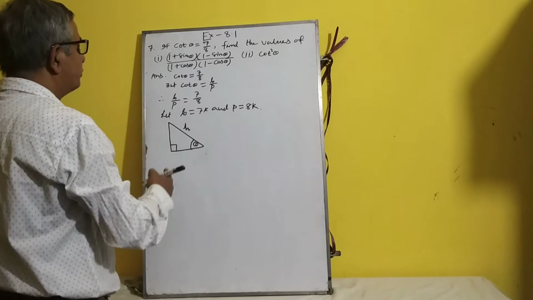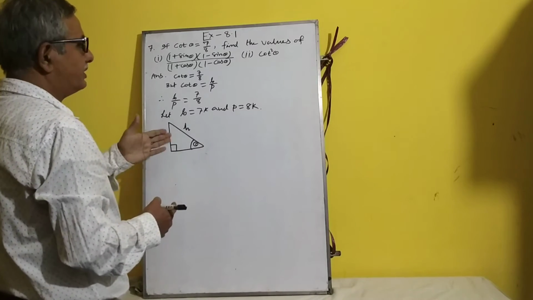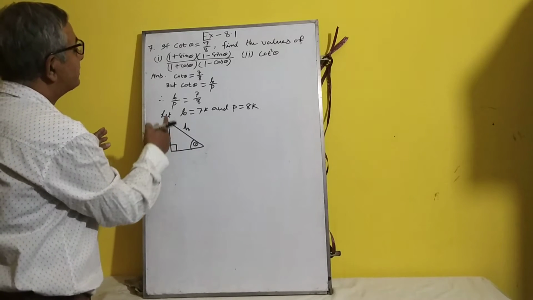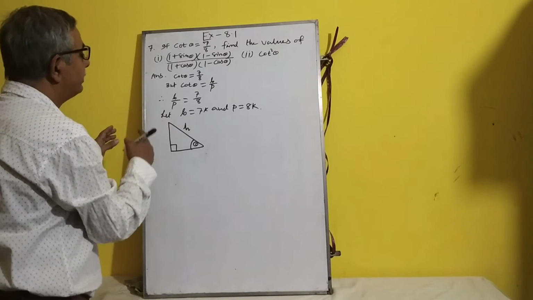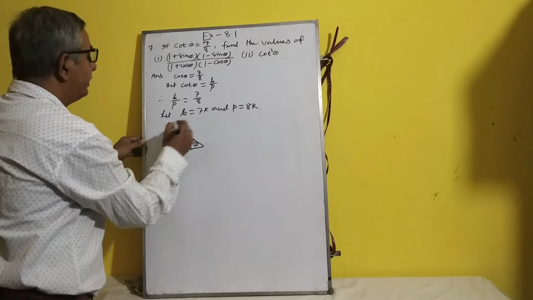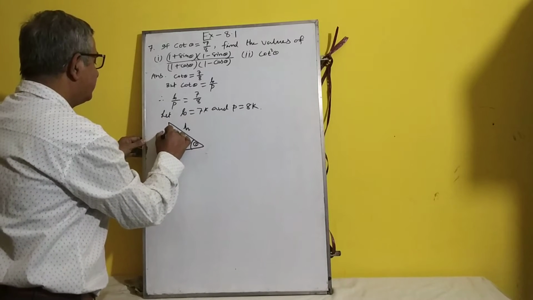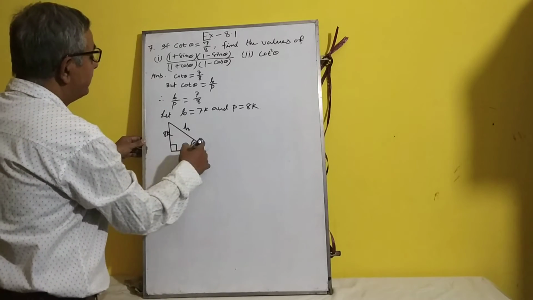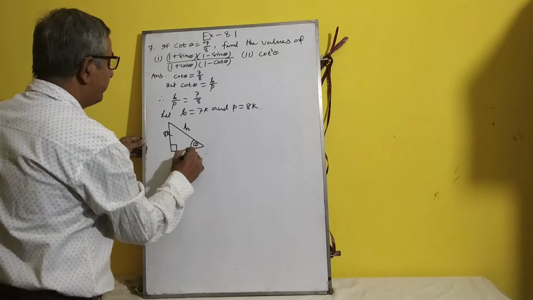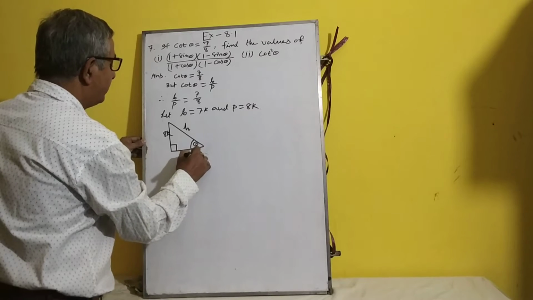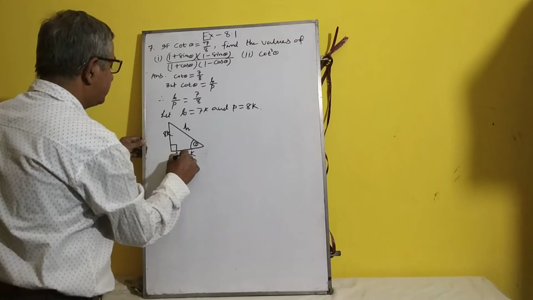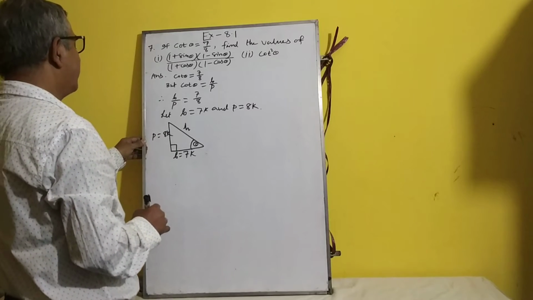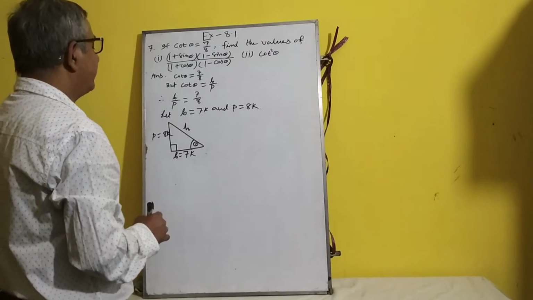In the previous cases we have taken A, B, C like that. Here I am taking theta. The side opposite to theta will be called perpendicular. Here perpendicular is 8K and the adjacent side is called base. Here base is equal to 7K. This is base, this is perpendicular. Then what is not mentioned here? What you have to find out? You have to find out hypotenuse.